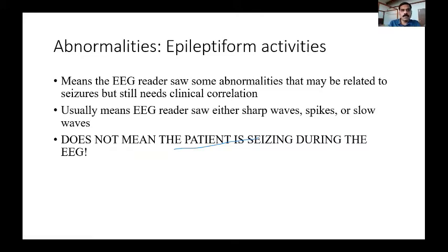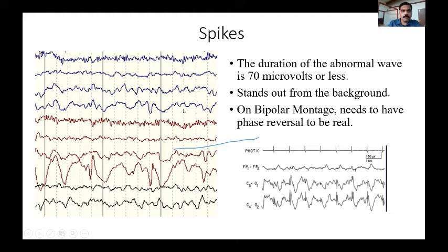Coming to the first term, spikes. If you look at the EEG record, these two vertical lines represent 1 second, and this is divided into 5 parts, so each would be 200 milliseconds. If you have a wave in the EEG which is very sharp, standing out from the background, and it is less than 70 microvolts, it is called a spike. You can see here, if this is 20 milliseconds, this wave is definitely around 50 microvolts. So if the waveform is sharp, less than 70 microvolts, and standing out from the background, it is called a spike.